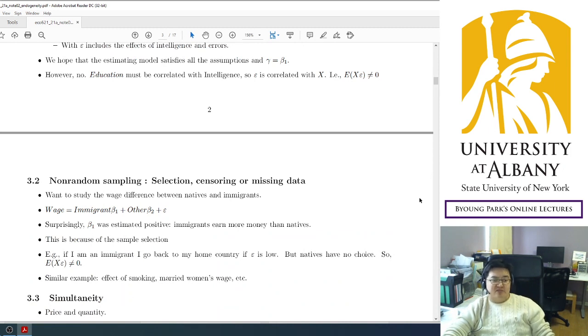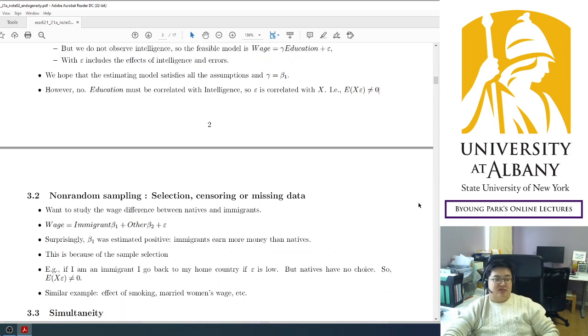Second example, non-random sampling, or usually it's referred to as the sample selection or selection problem, censoring or missing data. Again, we are going to study wage, but what we would like to study here is the effect of immigrant status on wage. So, for example, I'm from South Korea, and I would like to estimate how much I would earn, what would be my salary if I was a native US citizen, for example.